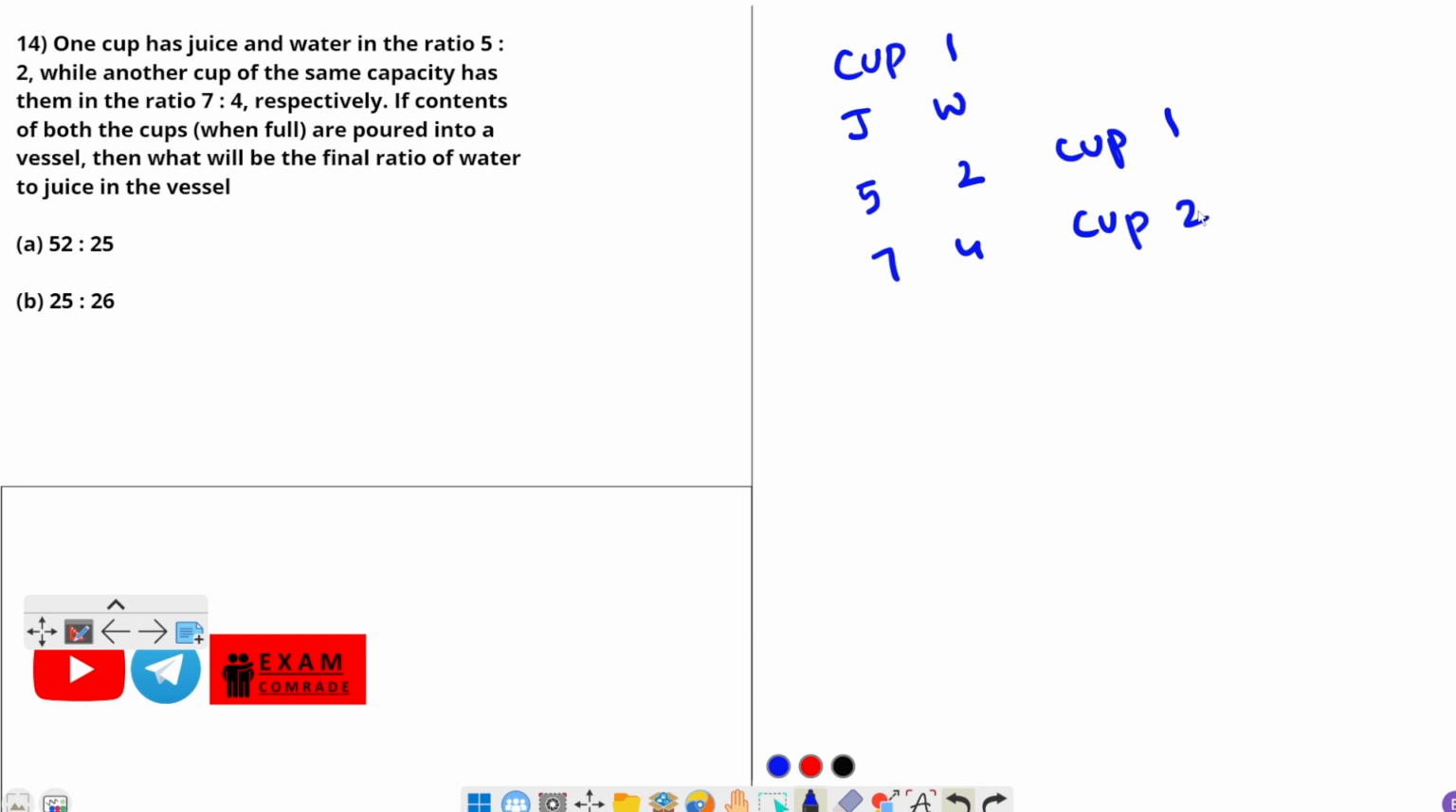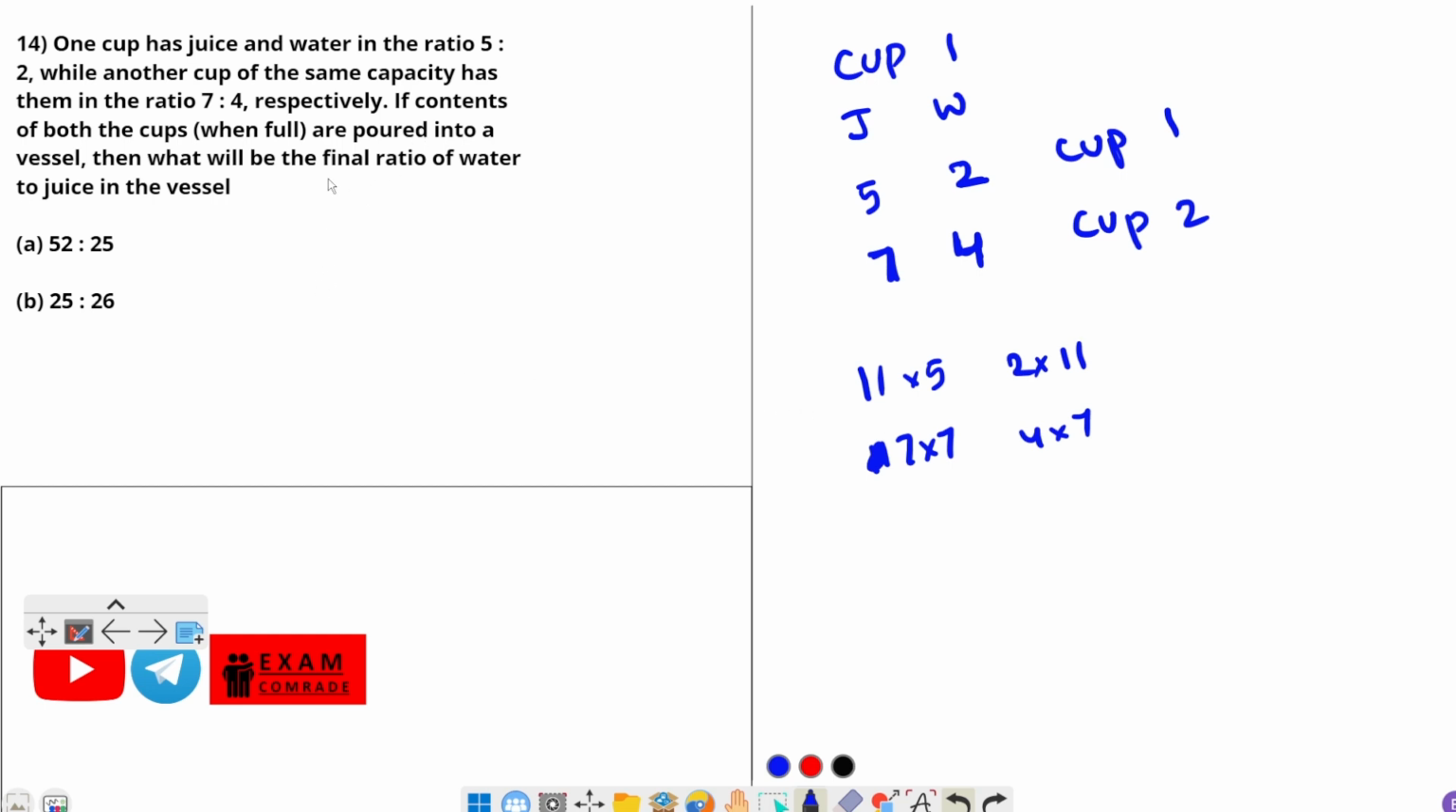It is given that they both have the same capacity, but here we can see that 5 plus 2 is 7, while 7 plus 4 is 11. So we'll make the capacity the same. I'll multiply the first ratio with 11, so 11 into 5, 2 into 11. The second ratio I will multiply with 7, so 11, 7 into 7, 4 into 7.